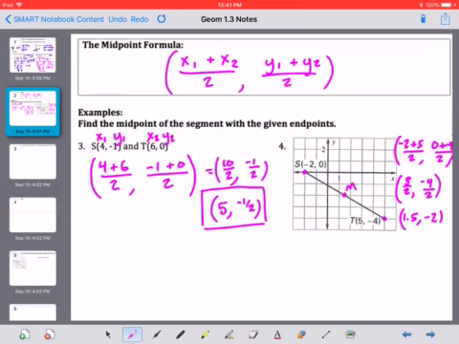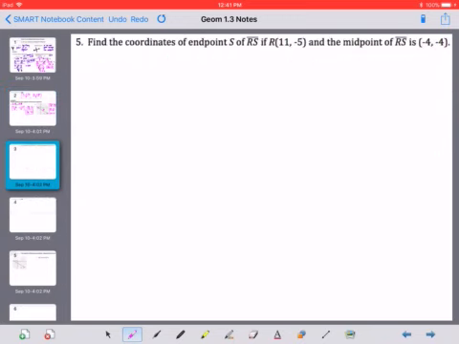Okay, now example 5 is going to get a little bit trickier. We're going to find the coordinates of endpoint S of segment RS if we know where R is and we know where the midpoint is. So I'm going to draw a sketch of this. I'm going to separate this into the X's, and then I'm going to draw another picture for the Y's. So we have this segment RS. So here's R, here's S, and let's call the midpoint M.